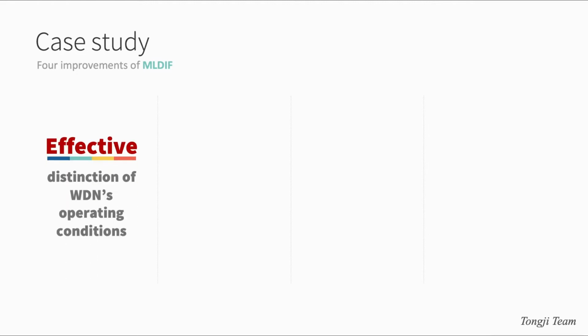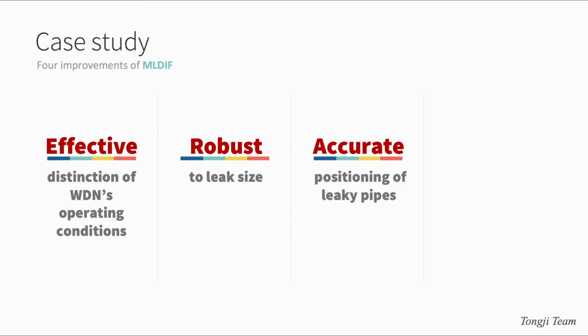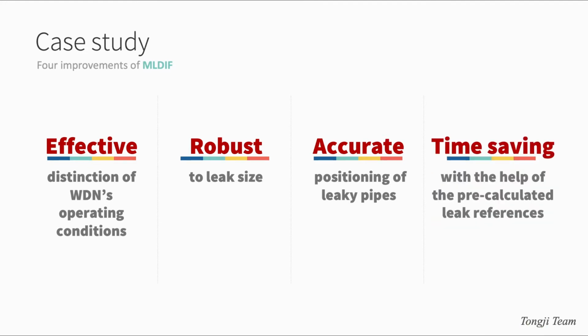Compared with other leakage identification methods, MLDF has 4 improvements. First, it can effectively distinguish WDN's operating conditions with the help of the STL decomposition and k-means clustering algorithm. And it is insensitive to leakage size because the influence of the leakage size is removed after the normalization in equation 1 and 3. Therefore, this method is robust. Besides, due to the stepwise leakage localization and the search area narrowing step, MLDF can accurately locate the leaky pipe in a short time.